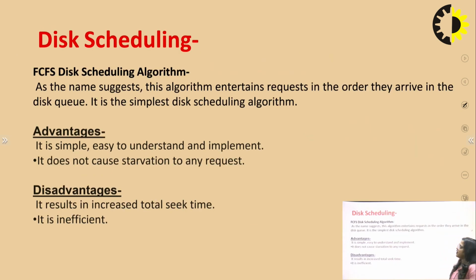Okay, now I will discuss each disk scheduling algorithm one by one. So the first scheduling is FCFS. FCFS means first come first serve disk scheduling algorithm. As the name suggests, the algorithm serves the requests in the order they arrive in the disk queue, meaning first come first serve. It is the simplest disk scheduling algorithm.